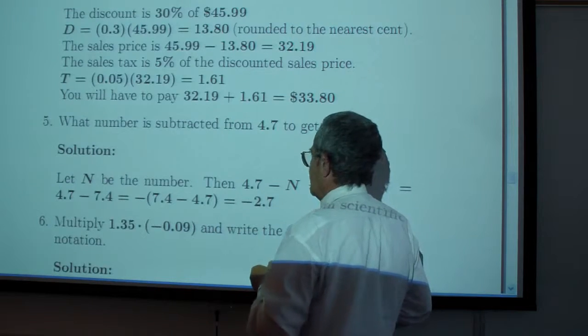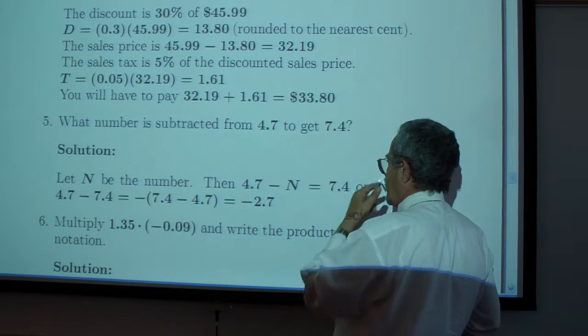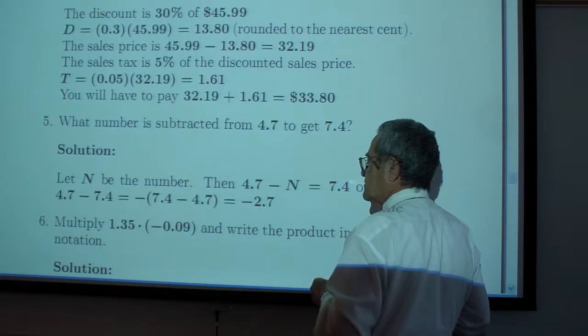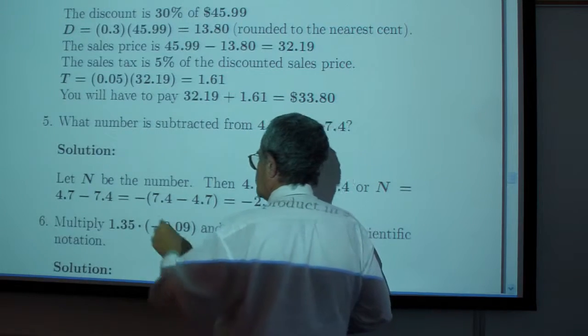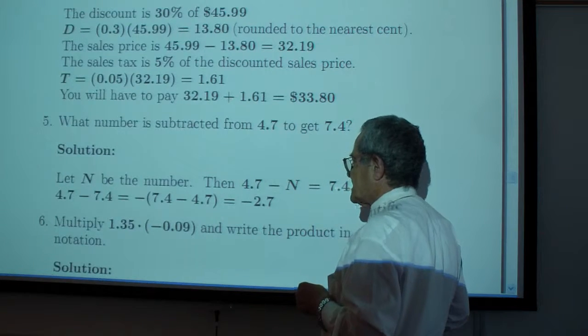Now, what number is subtracted from 4.7 to get 7.4? Let n be the number. So 4.7 minus n is 7.4. Add n to both sides, subtract 7.4 from both sides. So you want the opposite of 7.4 minus 4.7, or negative 2.7.